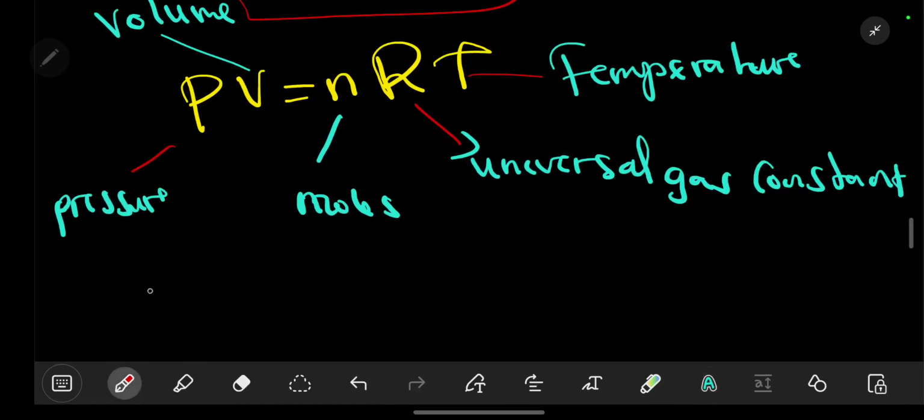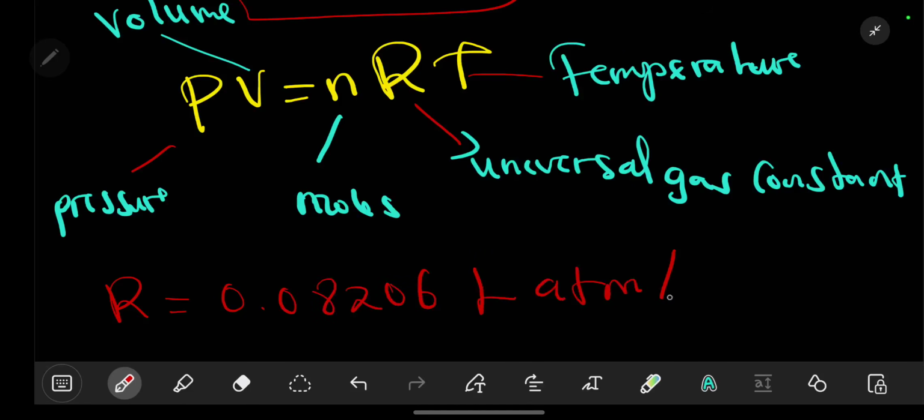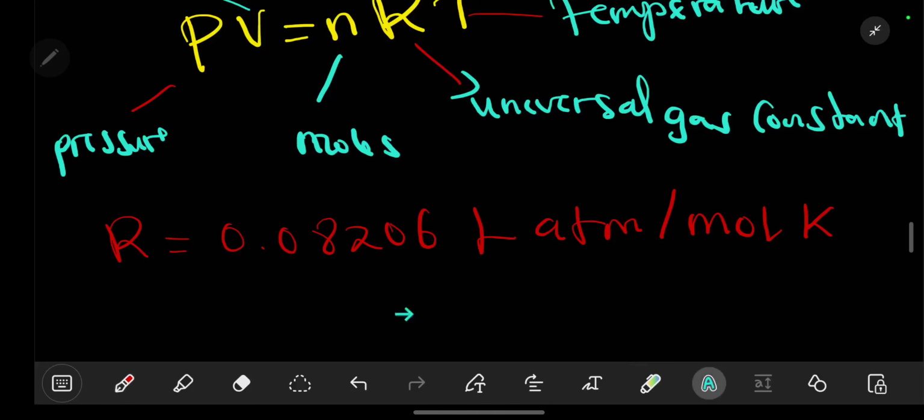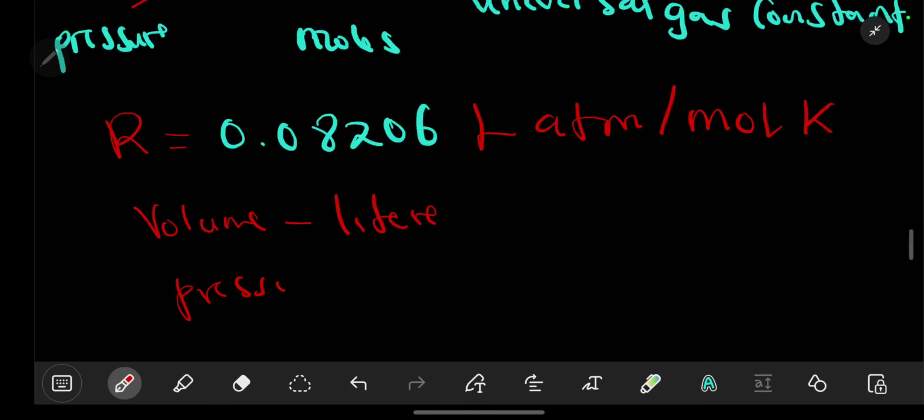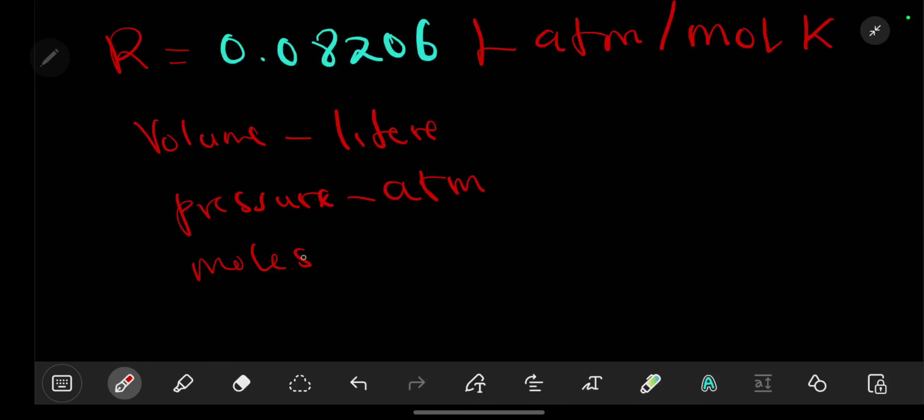So what are the requirements? R might assume two values. When R is equal to 0.08206, the units are liters atmospheres per mole per Kelvin. So if you are using the universal gas constant of 0.08206, you must know that your volume must be in liters, that's where the L is, your pressure has to be in atmospheres, then we have the moles, and the temperature has to be in kelvins.